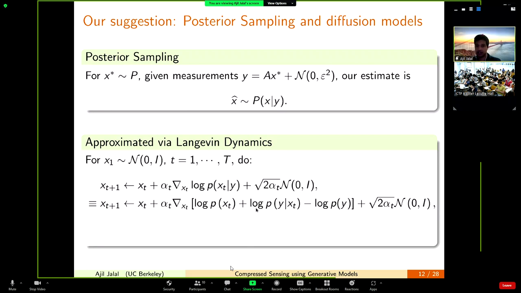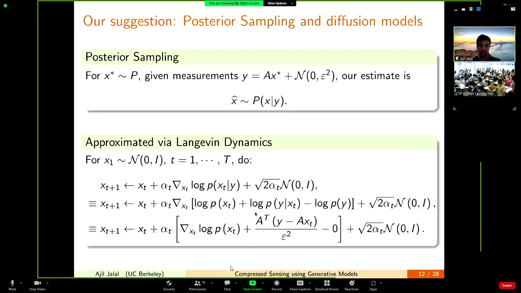And this log likelihood term is a Gaussian, because the way these measurements were generated was through a linear transformation plus Gaussian noise. And so if you write that all out, the gradient of the log Gaussian density becomes this expression here. The gradient of the normalization factor is a constant with respect to x, so it becomes zero. And now you have a closed form expression for what the Langevin updates should be.